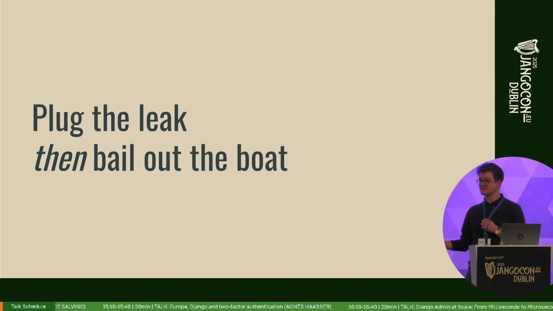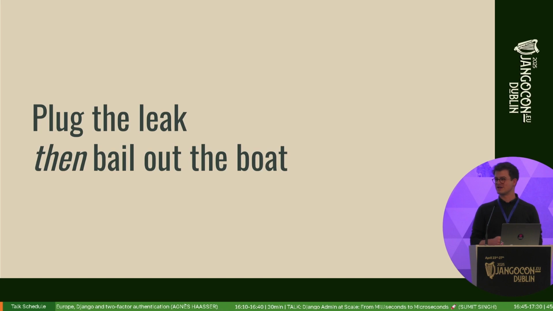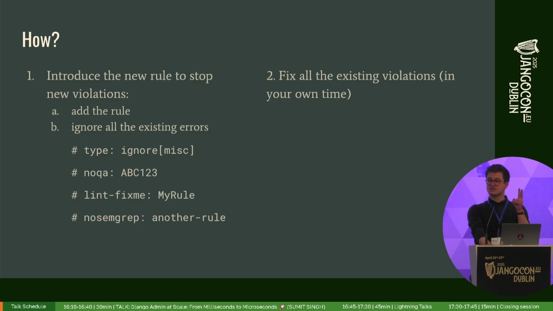First, we plug the leak. We stop the boat from sinking, and then we bail all of the water that's already come on board. We stop people introducing new problems, and then we go and fix the ones that are already there. And it's a two-step process. It's quite easy. You introduce the new rule that's being linted to Flake8, Ruff, MyPy, whatever it is, but you take all of the existing violations and you just grandfather them in. You just say, yeah, we know there's a problem there. We'll fix it later.